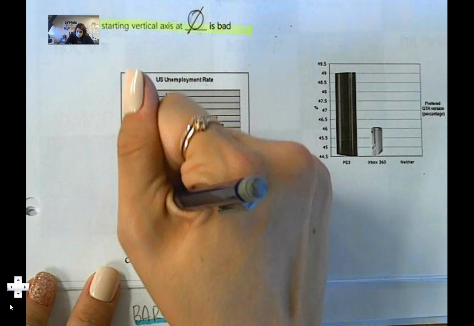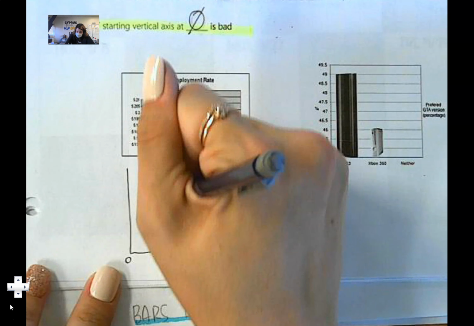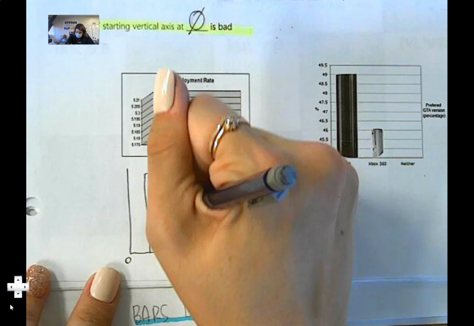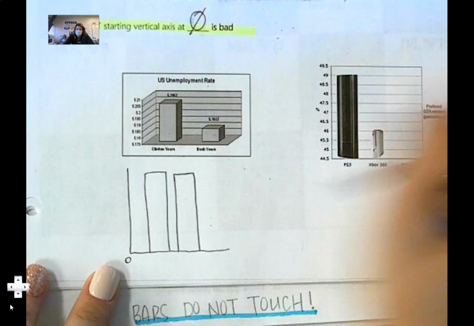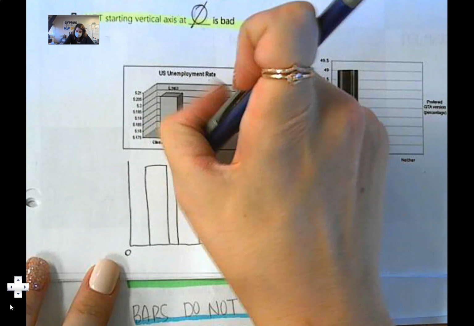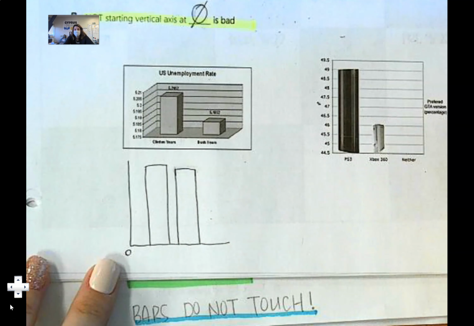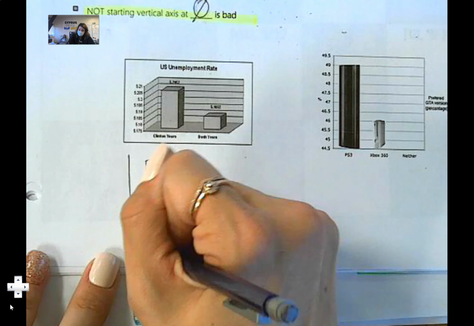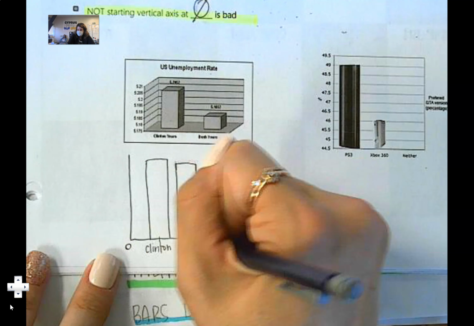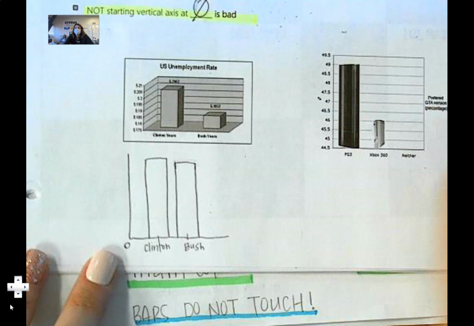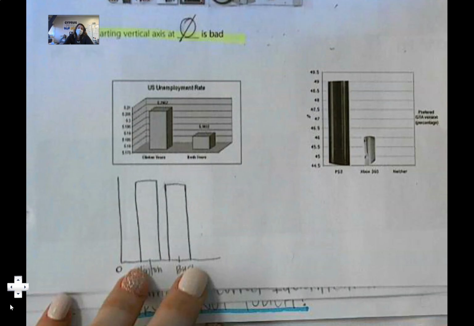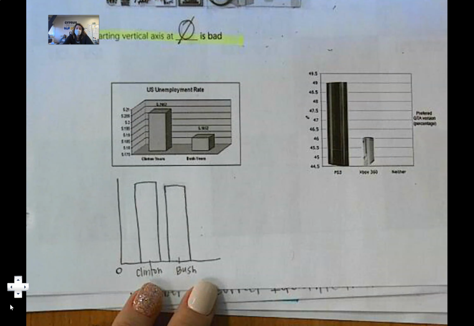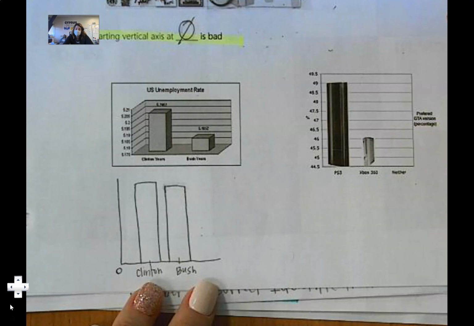If you would have started at 0, these 2 bars would have looked like this instead. Maybe a teeny bit shorter. So maybe like that. And this would have been Clinton, and this would have been Bush. So is there a difference between the 2 administrations? Yes, there is definitely a difference between the 2.